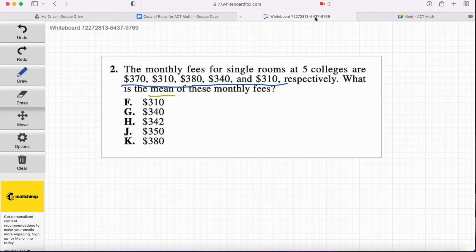What did you get, by the way, when you add all those up? 1,710. That sounds about right. And then just divide by the number of values. How many values do we have here? 5. We've got 5 of them, so just divide by 5. And what's that give you? 342. Is that right? Yeah. What's the answer? So it'd be $342. Answer choice H.